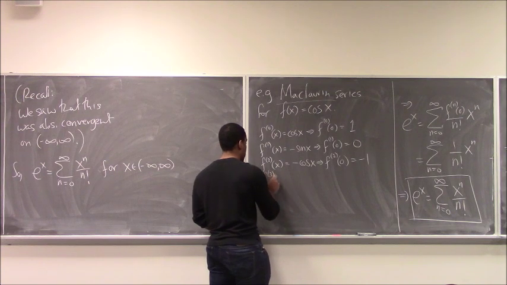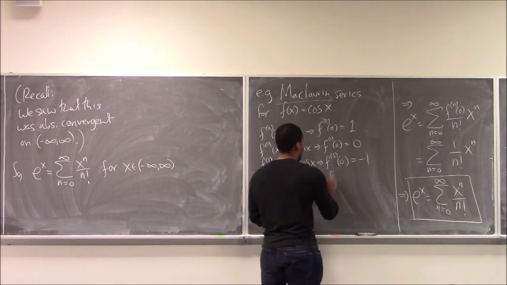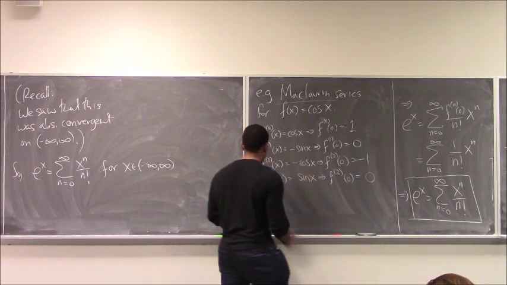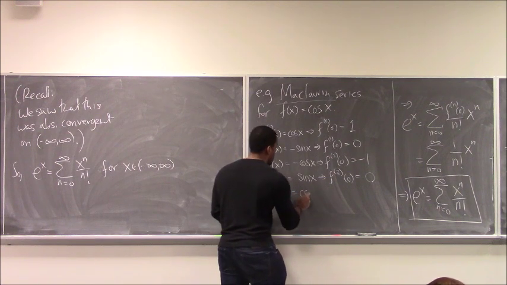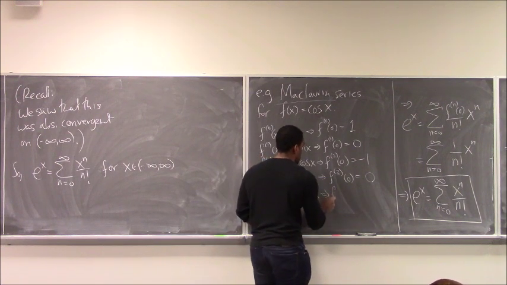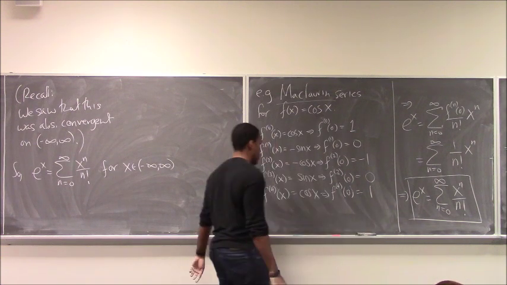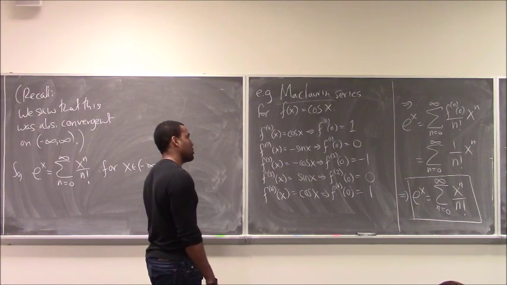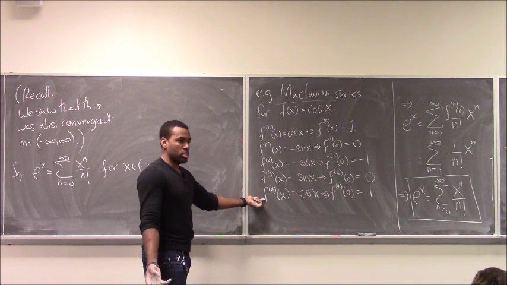Third derivative is positive sine x, which means if I evaluate the third derivative at 0, I would get 0. The fourth derivative is cosine, which means if I evaluate the fourth derivative at 0, I would get 1. And what's going to happen from here? Well, I'm back to where I started. So this pattern is just going to repeat.